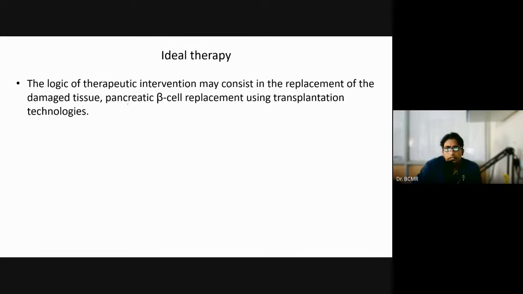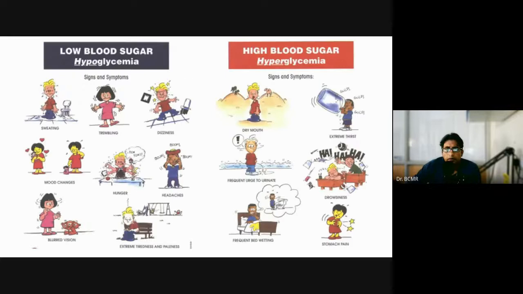So the ideal therapy is to replace the damaged tissue, right? At least in part for diabetes type 1. Type 2 is a complicated disease because it's not about lack of insulin, but about resistance to insulin. So it is a complex one to treat. So there are 2 points, and I wouldn't spend much time.